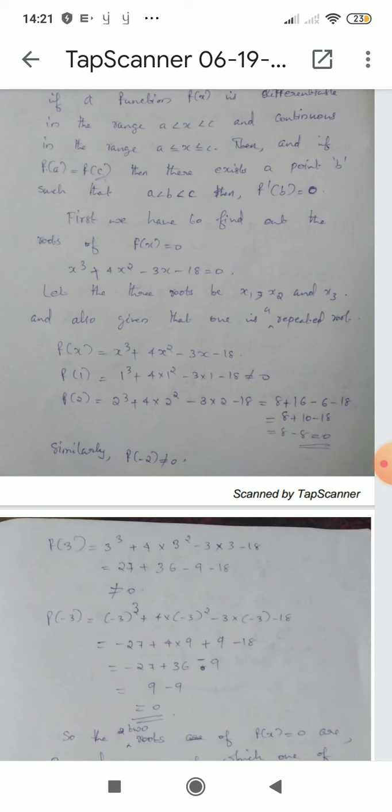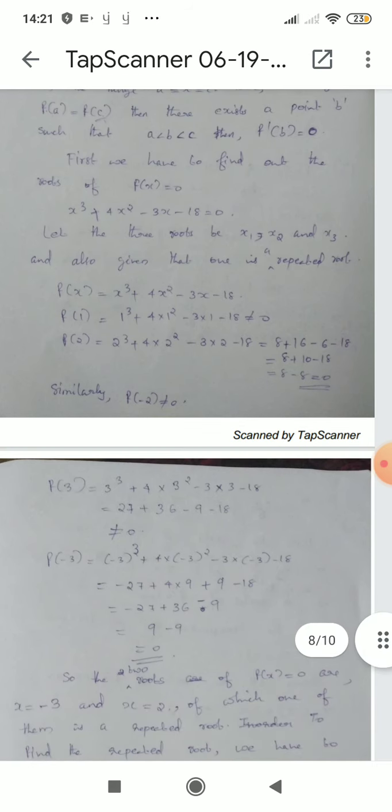So here our equation is f of x is equal to x cube plus 4x square minus 3x minus 18. In order to find out the roots, I have to substitute several values for x. First I substitute x is equal to 1, but f of 1 is not equal to 0, so 1 cannot be a root of f of x is equal to 0. Then I substitute x is equal to 2, and finally I got f of 2 equal to 0. There are some calculations. It is very easy.